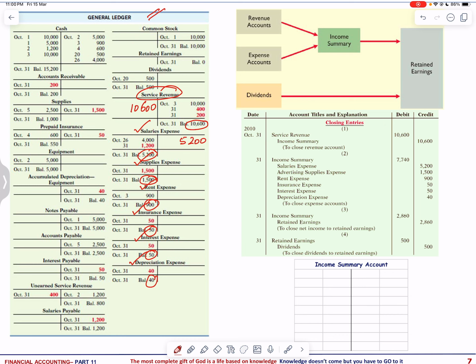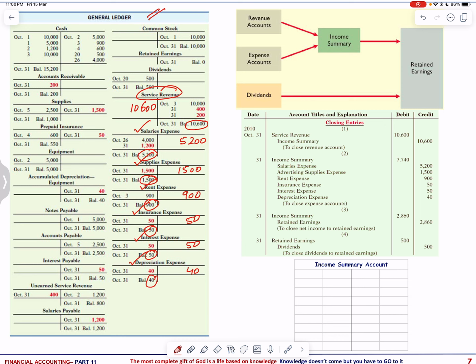Supplies expense should be credited by 1,500. Rent expense 900. Insurance expense 50. Interest expense also 50. And depreciation expense will be credited by 40. So in order to close the balances of expense accounts, it should have a zero balance. And in order to do that, these accounts should be credited with the balance amount.